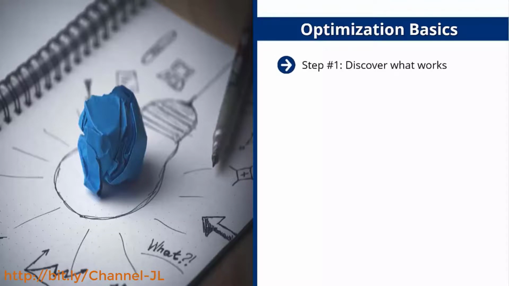Step number 1, discover what works. The first thing that you need to do is to lay out as many different traffic generation systems and pick the ones that work. These are the ones that actually deliver traffic. Pick the top 5 traffic producers, or, if you have a lot of time to spare, the top 10.